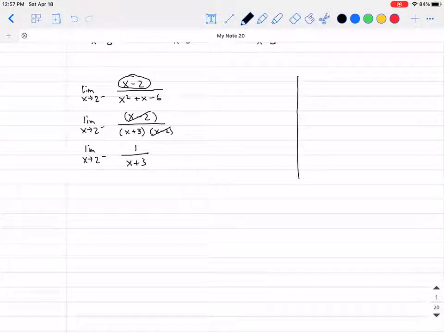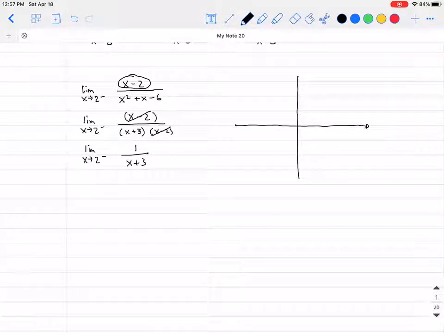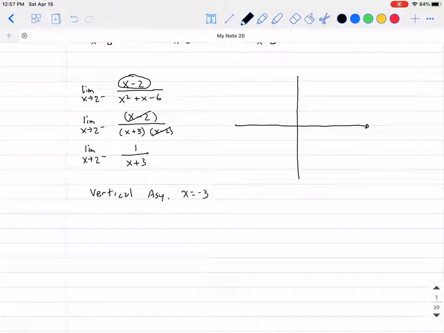Now, let's go ahead and graph out 1 over x plus 3 on the side right there. At x equals negative 3, we have a vertical asymptote. So a vertical asymptote located at x equals negative 3. That means graphically, we have a big vertical line like this that the graph can't actually touch.